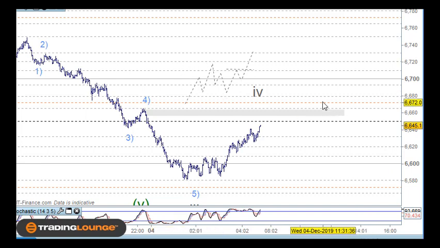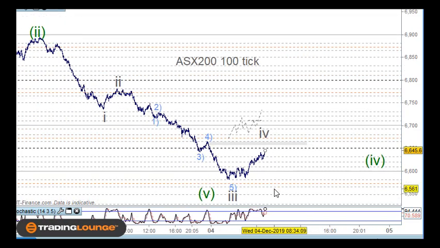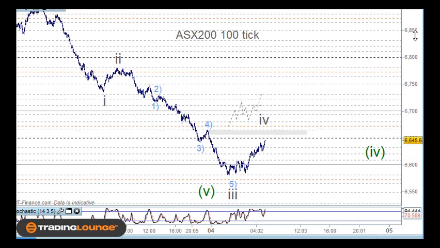That's what you'll be looking for on the 72, and that's what you'll be looking for on the 6,700 area. That way we've got that upside covered. At least I know at that point we would be wrong.